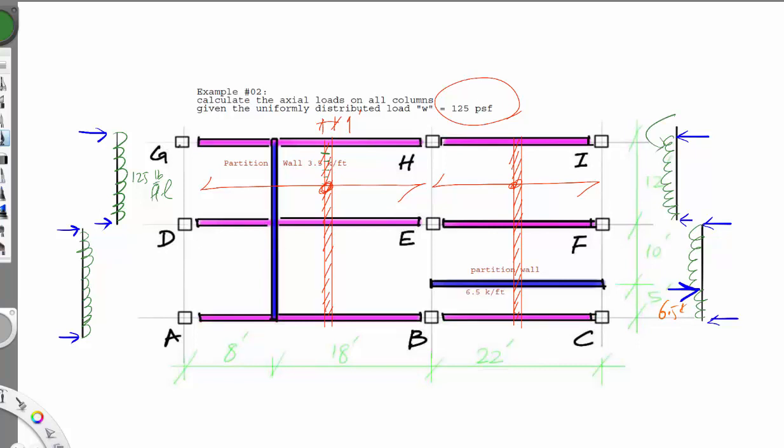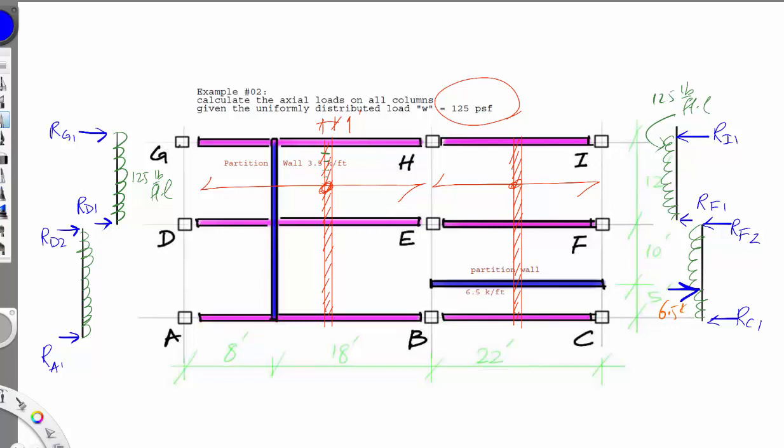And of course this is 125 pounds per foot length. So this is the first stage that you have to make sure you get right here. And of course we can update this: this will be RG1, this will be RD1, this will be RD2, and this will be RA1. And the same thing goes for these. This will be RI1, RF1, RF2, and this is RC1.